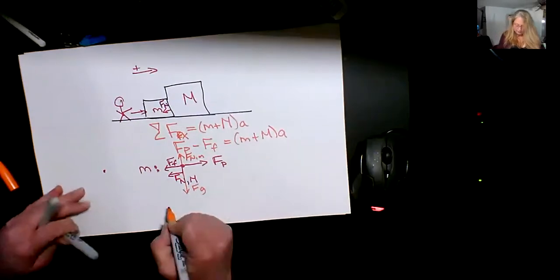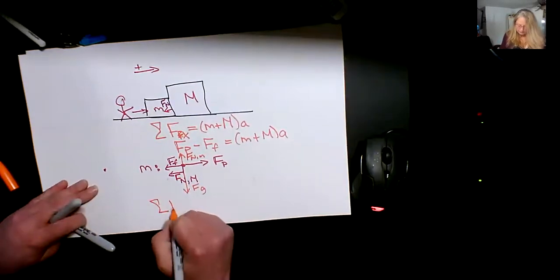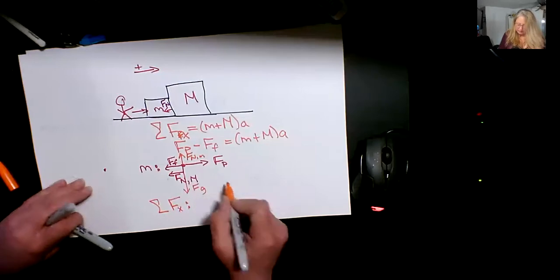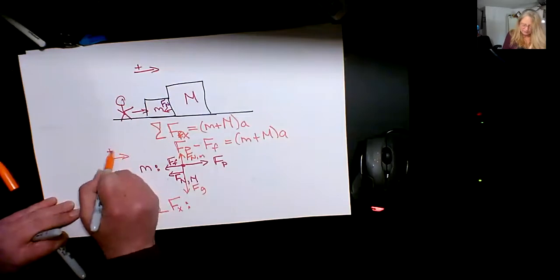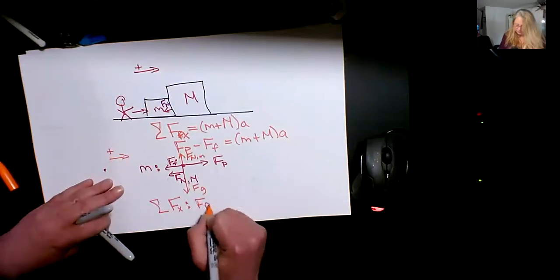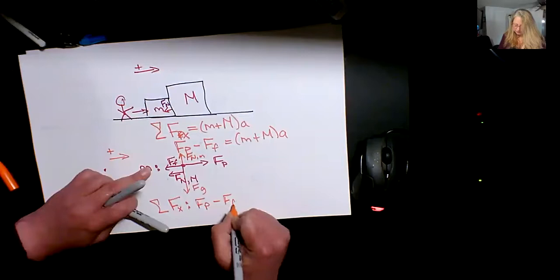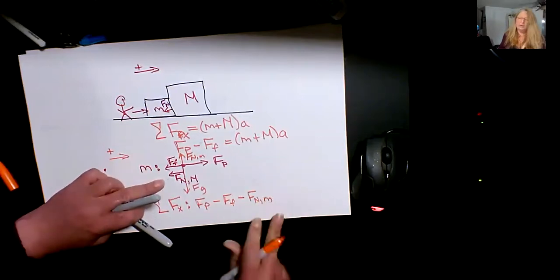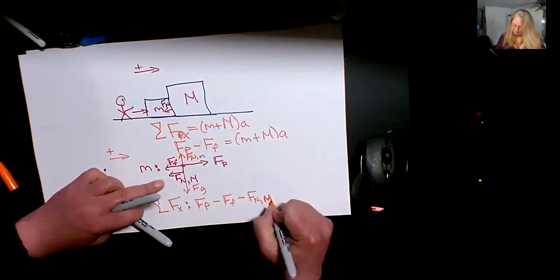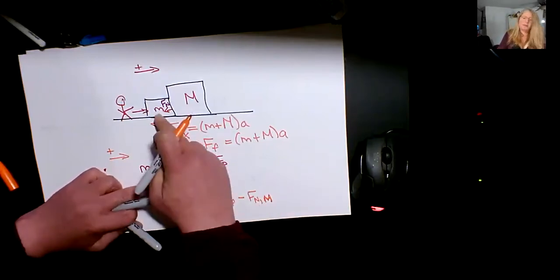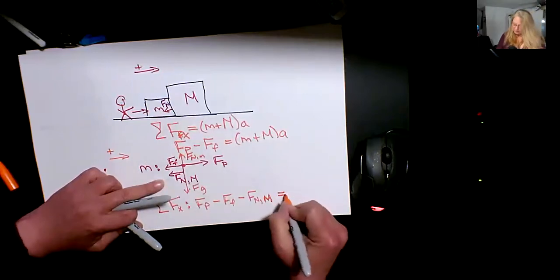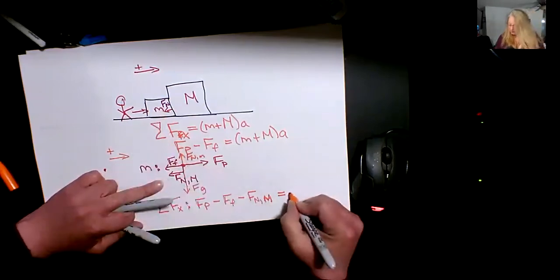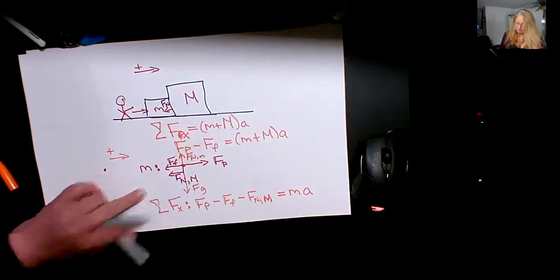So if I wanted to do a summation of forces for my little box, in the x, let's see, if I call this way positive, we'll stick with that. I have a force push minus the force of friction minus the force normal from big M, let me be consistent there, pushing back on little m. And if this whole thing is accelerating, then I'm looking only at little m here, little m accelerating.